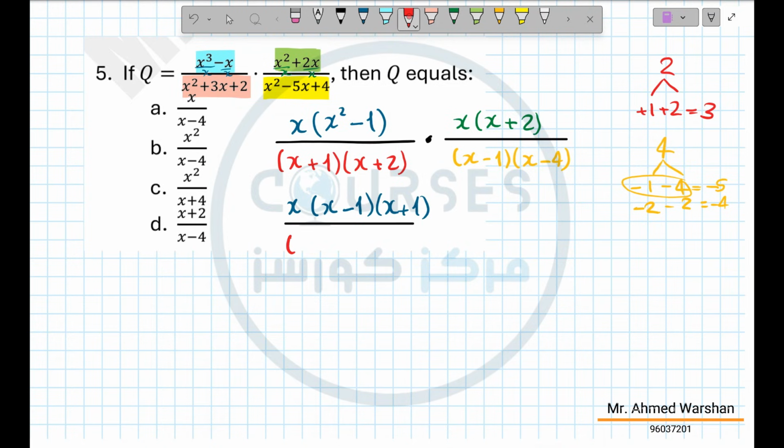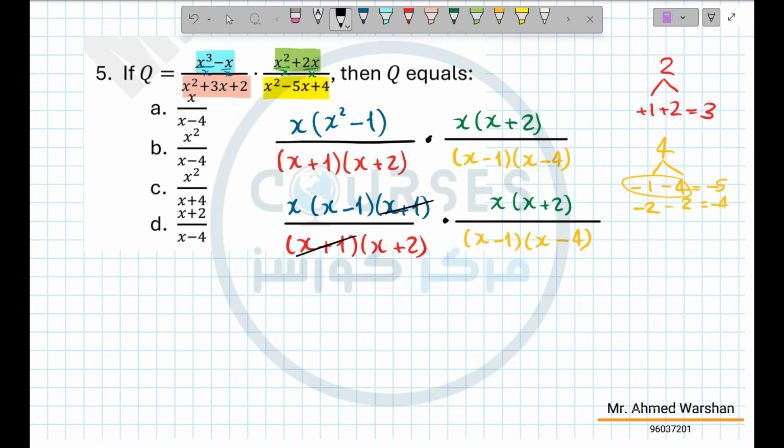And everything else is the same. Here x plus 1 times x plus 2. Here it's x times x plus 2. Down it's x minus 1 times x minus 4. Okay. Now cancel everything that's repeated from the numerator and the denominator. So we have x plus 1 cancels with x plus 1. We have x plus 2 cancels with x plus 2. And we have x minus 1 cancels with x minus 1.